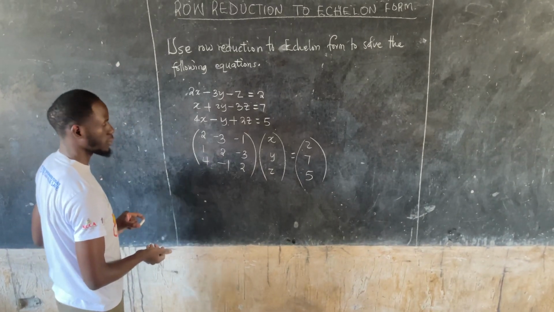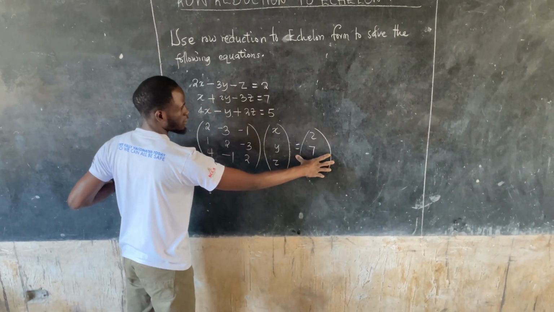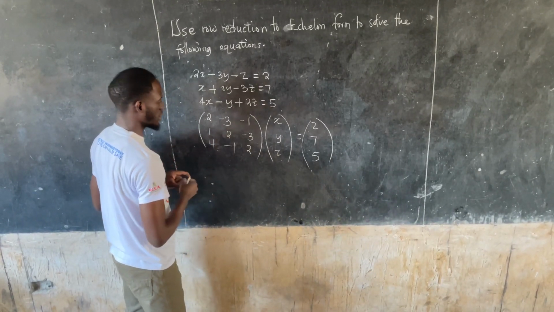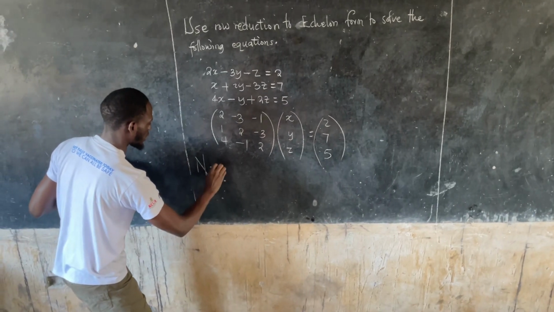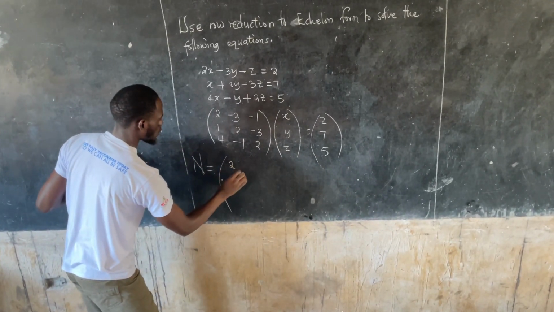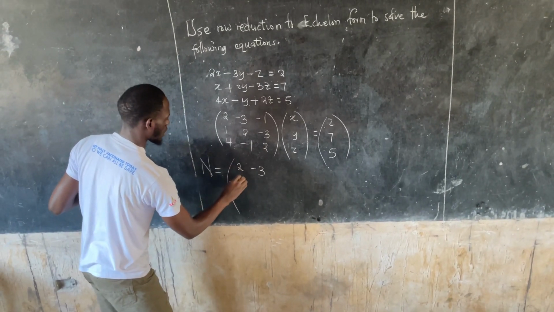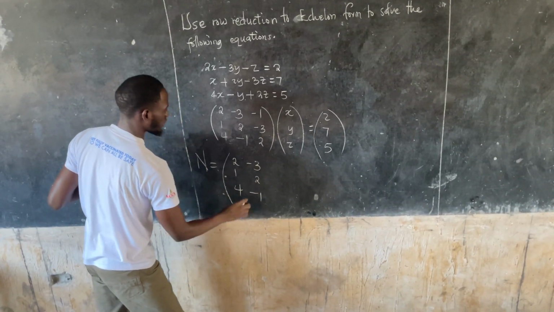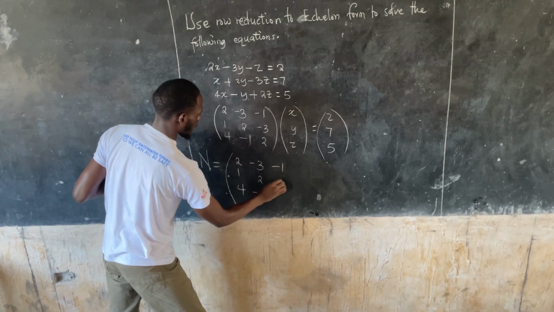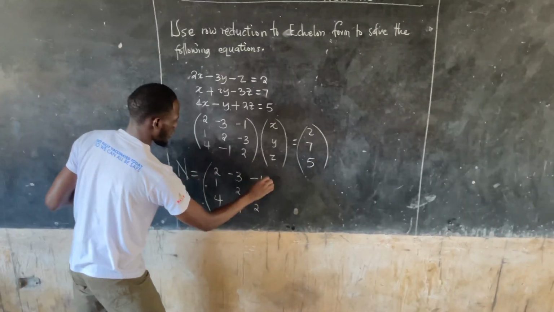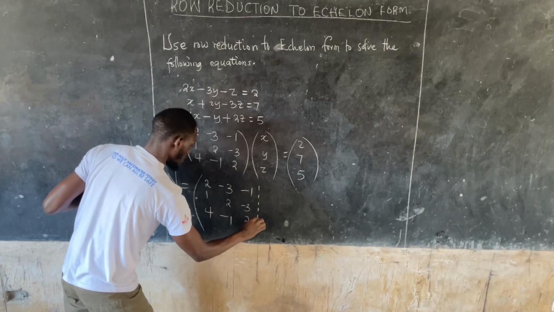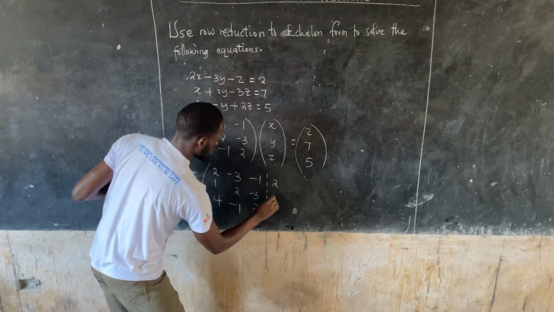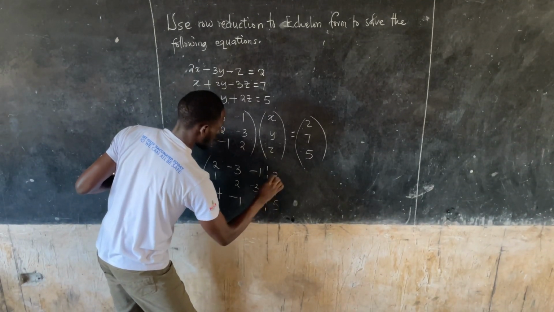Now when you reach here, what we are going to do is get these values on the right-hand side, leave them as they are, and join them to this matrix such that we have a matrix we can call N. When you write it like this: 2, -3, 4, then -3, 2, -1, then -1, -3, 2. This is a separating line, then I have a 2, a 7, then a 5.